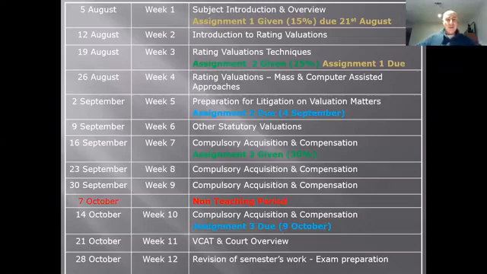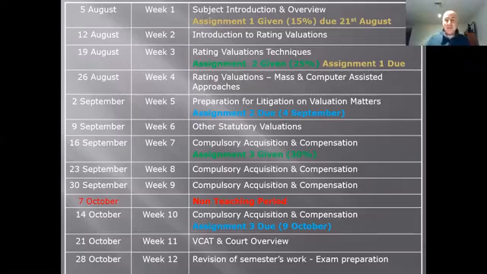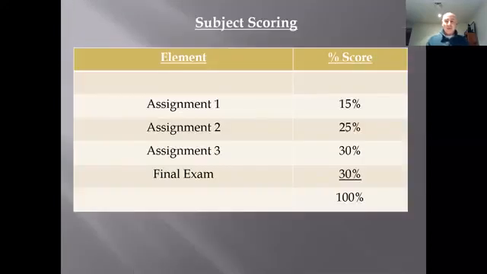So the 12-week breakdown. I've included 3 assignments. We might have to discuss the first assignment, seeing as some of you, or all of you, are having problems downloading the lecture material. We can discuss maybe changing those due dates, but we'll see how we go. The score this year on this subject will be made up of 15% assignment 1, 25% assignment 2, 30% assignment 3, and then the final exam 30%.